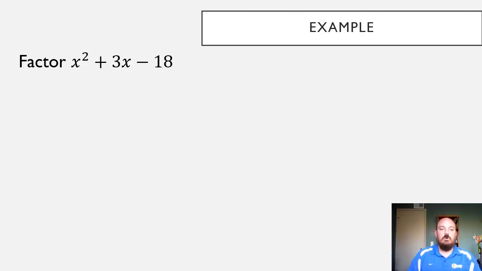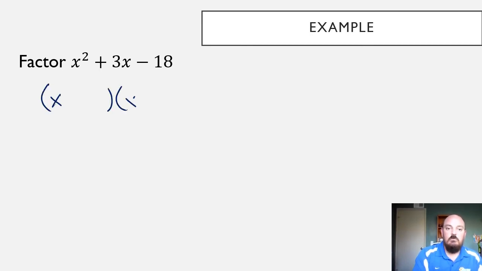Here's our first example. We want to factor x squared plus 3x minus 18. And I say, well, you know what? I can start my answer right now. When I ask you to factor something, it means two different factors, two different things in parentheses. Each one starts with an x, and what I have to do is just figure out what comes after x. It might be plus some number, it might be minus some number.